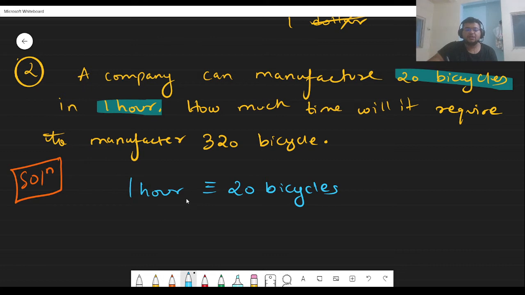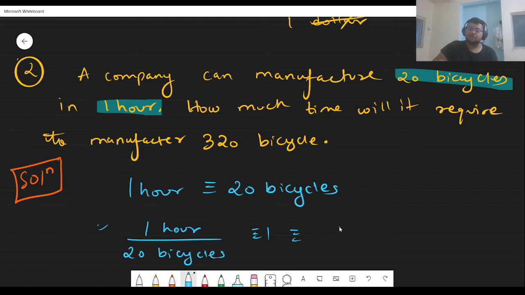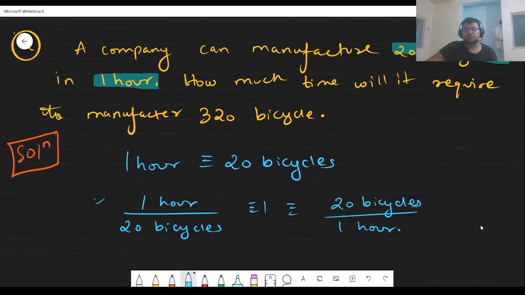Now can I say that I can divide both sides by 20 bicycles or 1 hour both? So I can write 1 hour upon 20 bicycles, which corresponds to 1. As I said earlier, the reciprocal of this ratio will also be true, because I can bring hour to the right hand side: 20 bicycles divided by 1 hour. So I can use both the conversion factors.